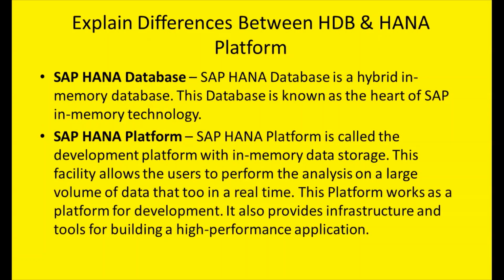Explain the differences between the HANA database and the HANA platform. HANA database is a hybrid in-memory database. This database is known as the heart of SAP in-memory technology. SAP HANA platform is called the development platform with in-memory storage. So in short, the HANA database is something which will store the data, but the platform is something from which we'll access it. It is called a development platform with in-memory data storage. This facility allows the user to perform analysis of a large volume of data, that too in real time. This platform works as a platform for development.